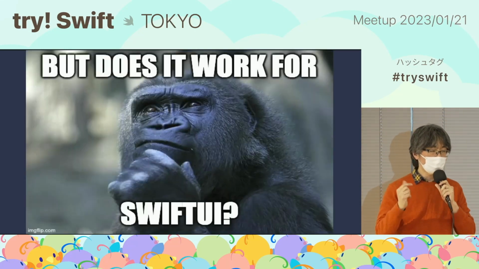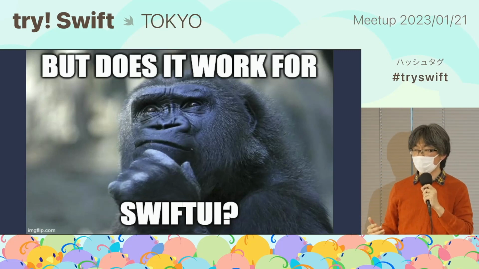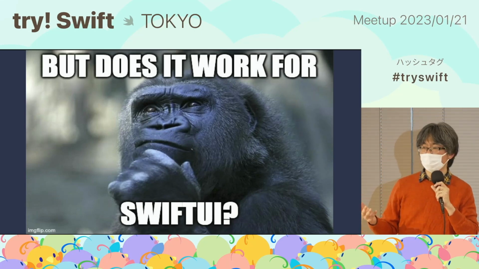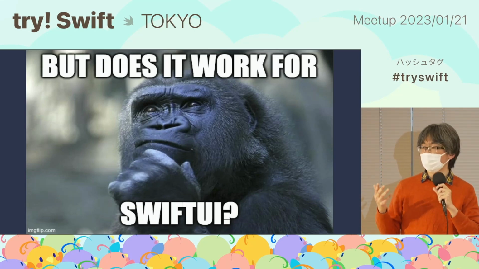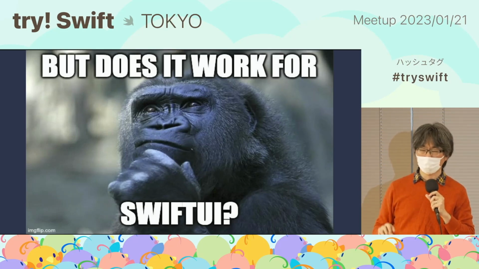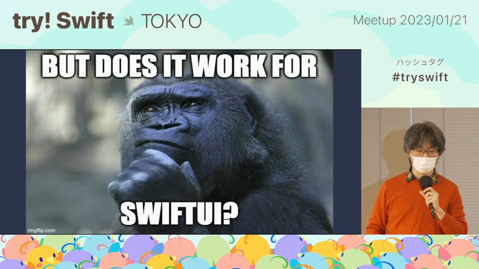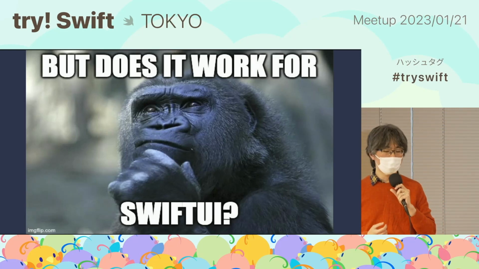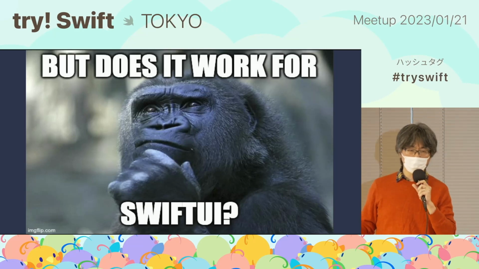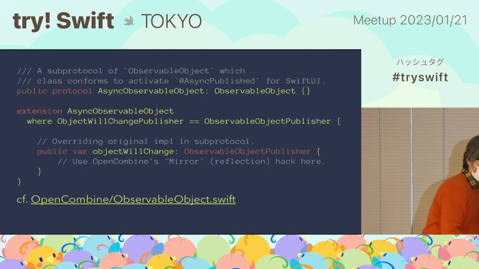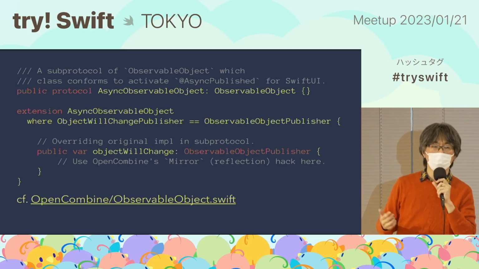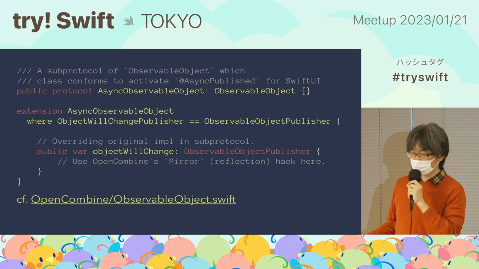So we just introduced quite a lot of things beyond Combine's Published API. But you might wonder, Published is very powerful because it can be used with SwiftUI, right? It's not just a publisher or any sequence; it can render SwiftUI. And believe it or not, async published can actually work in SwiftUI as well. And how is that possible?